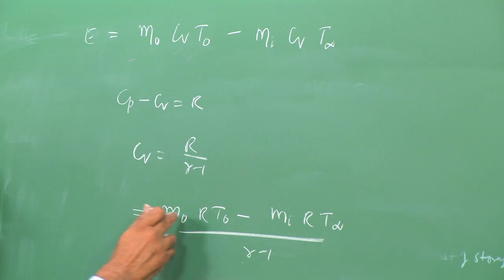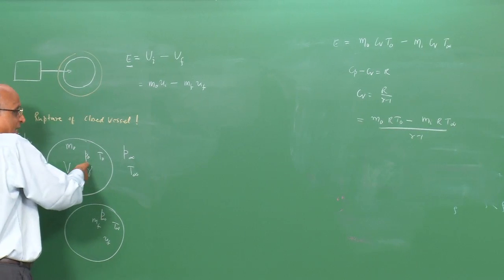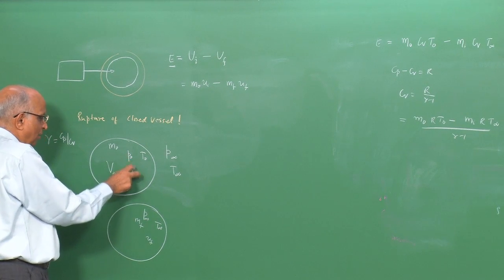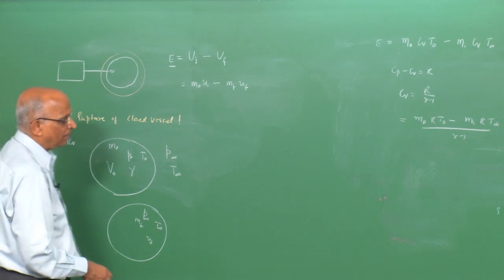And here the assumption made is that gamma for the gases over here and gamma for the gases here is the same, which need not be so. A high temperature gas has a lower value of gamma, as we shall shortly see.